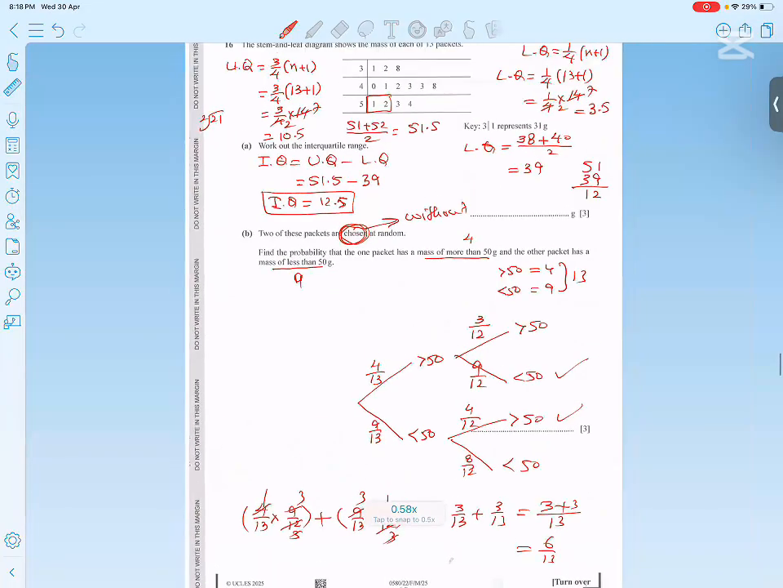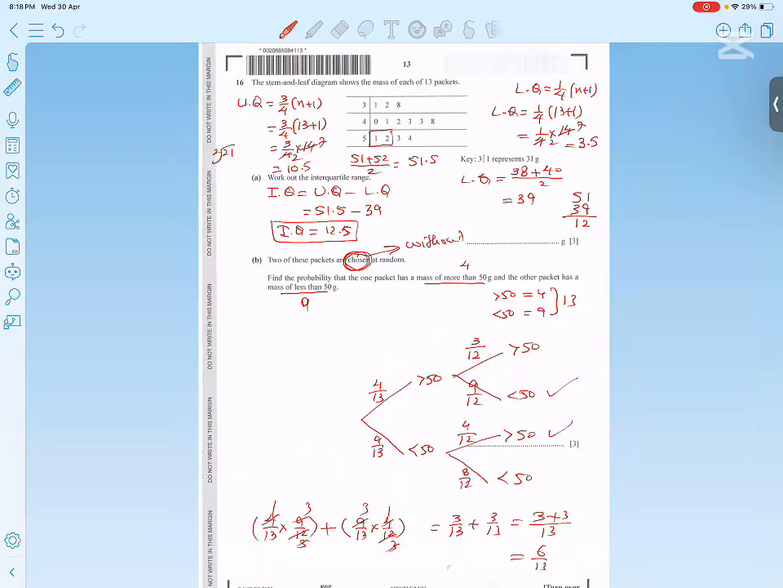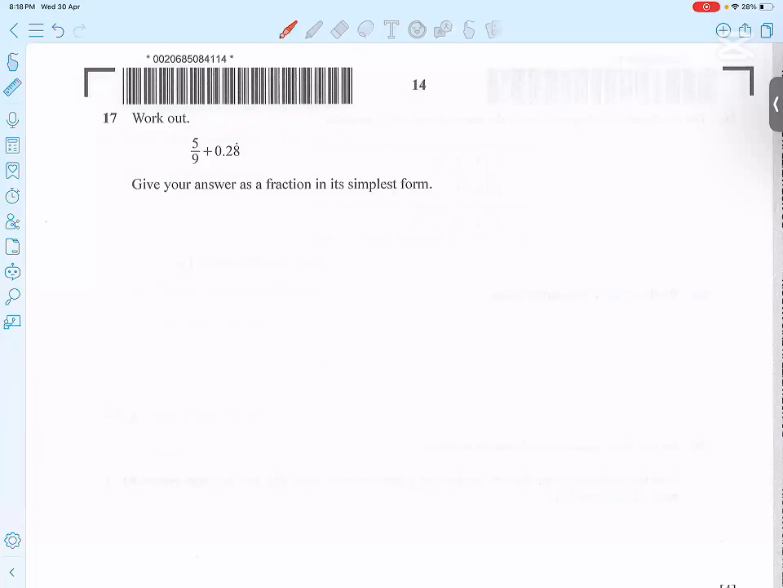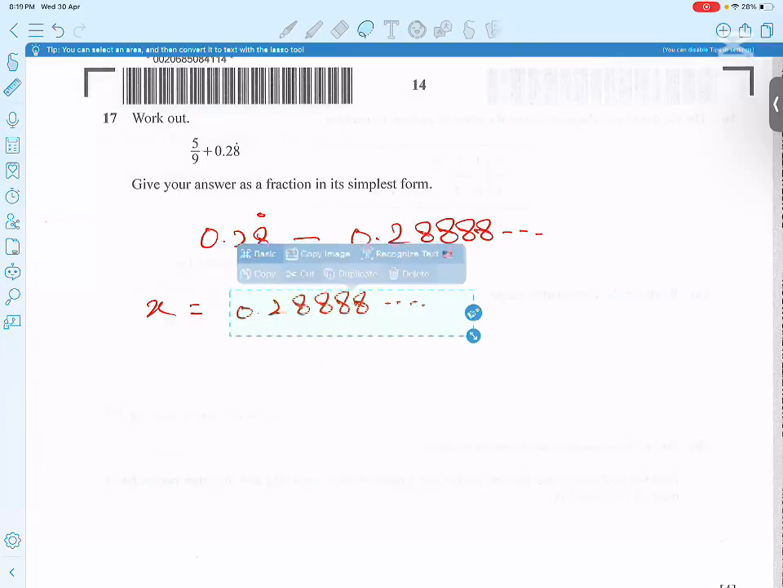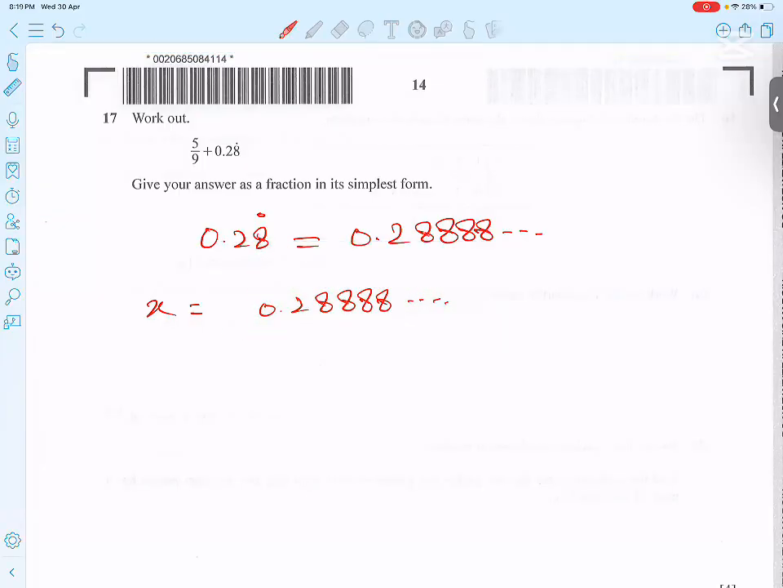I hope the concept of the whole page is very clear to you. How can we do this kind of repeating value? Okay, so basically 0.28 with a dot means 0.2888 continuing forever. I have taken this as x, so x equals 0.2888. Okay, students, what is the next plan? I will multiply by 10. When I multiply by 10, this decimal will jump here.